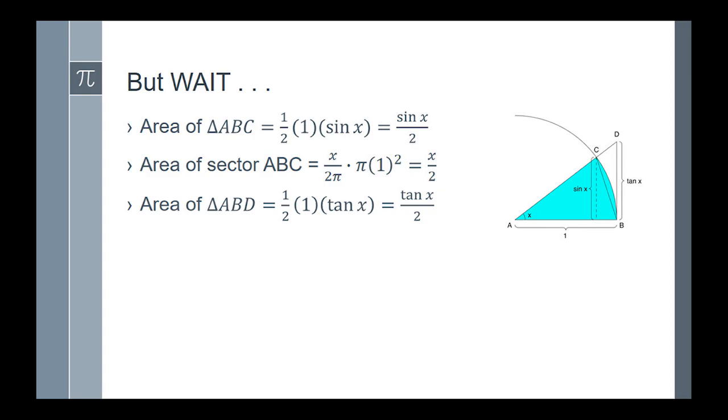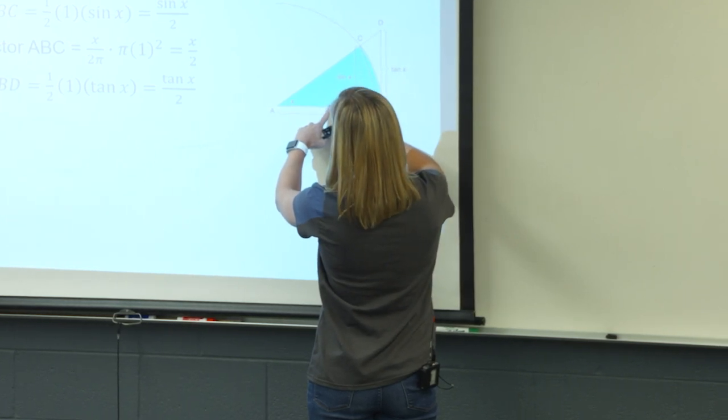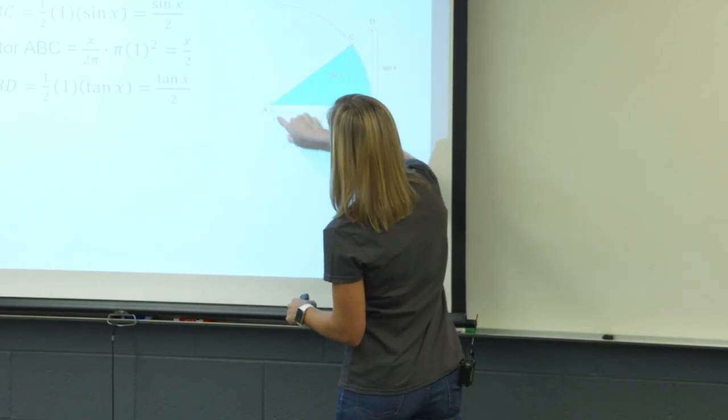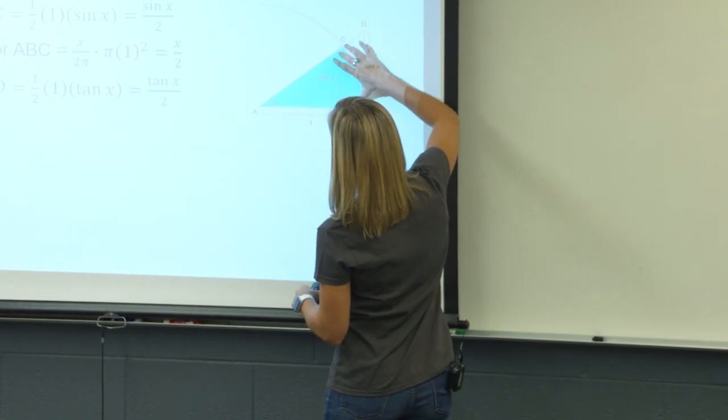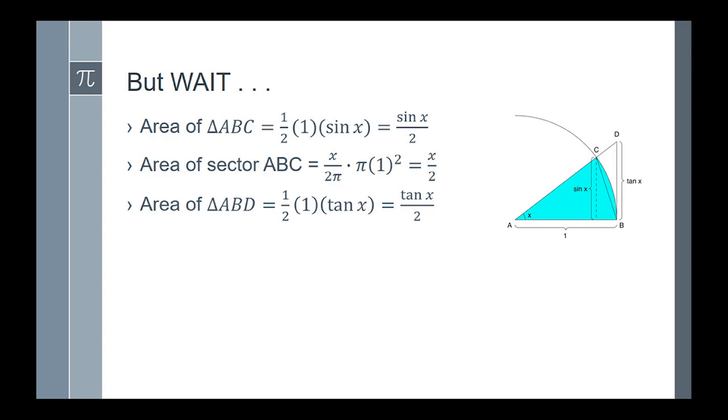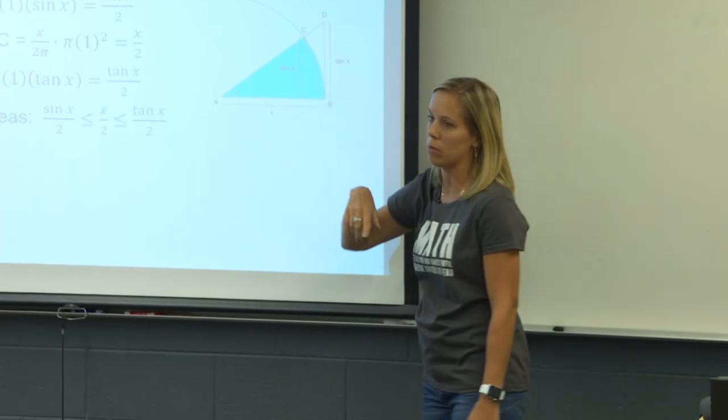So we're going to compare these areas. We have this small triangle right here, and we know its area has to be smaller than the area of this sector, because the sector is essentially this triangle plus this little extra piece. We also know that this larger triangle has the largest area because it contains both the smaller triangle and the sector. So comparing those, ABC, which we said was sine of x over 2, has to be less than or equal to the sector, this little pizza slice, which we said was x over 2. And that has to be less than or equal to this large triangle, which we said was tangent of x over 2.